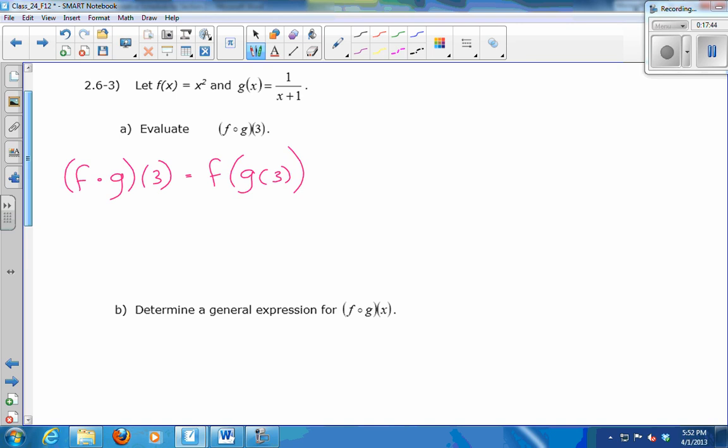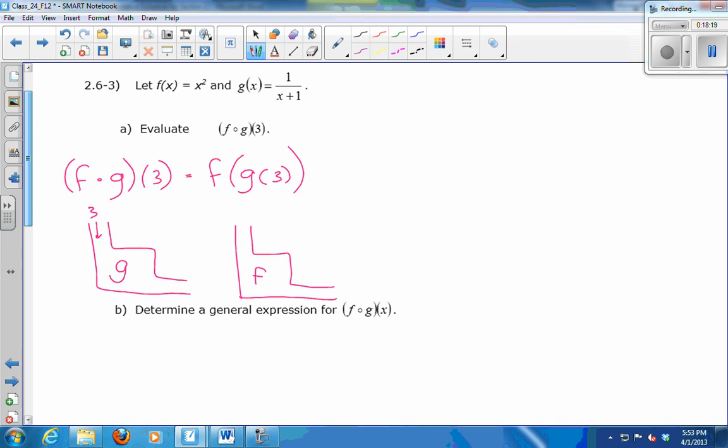This means use 3 as your input, feed it into the G machine first, then take your output and put it into the F machine. So you work your way from the inside out. So I'm going to draw a picture of my two successive machines. My G machine is going to come first because that's the innermost function, and then F comes next. So 3 is my input. I'm going to feed it into the G machine.